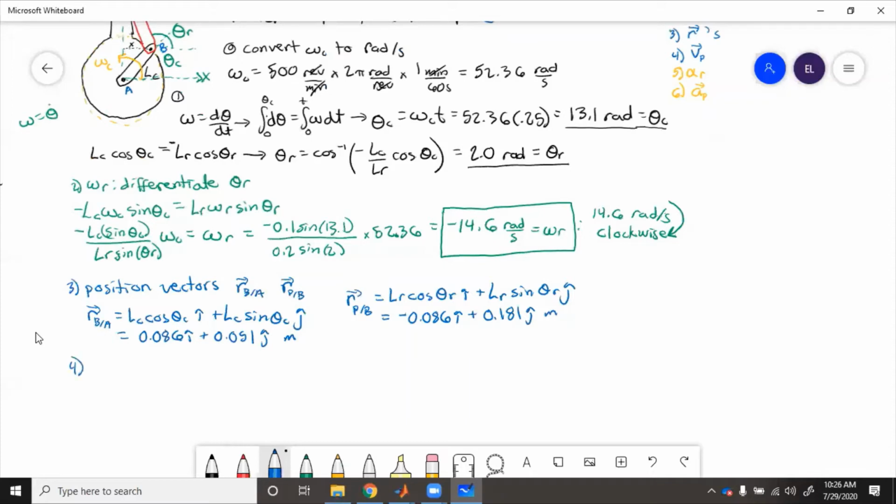So step 4, velocity Vp. Now we know Vp equals Vp of magnitude, and it's in the J hat direction, just straight up and down. And that has to equal Vb plus V of P with respect to B. Because if we start at A, then we go to B, and then we go up to P.